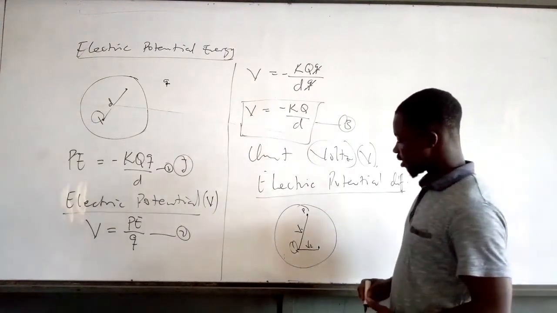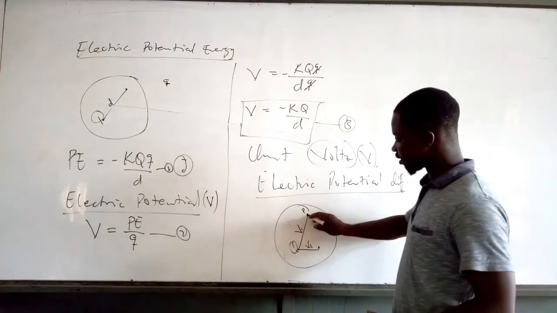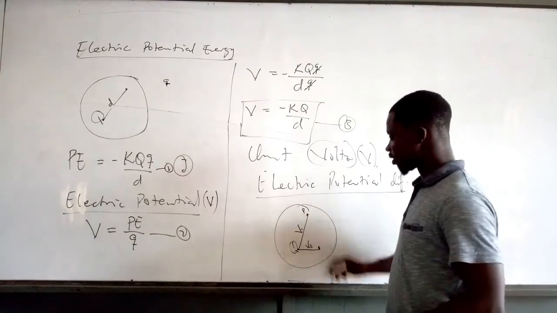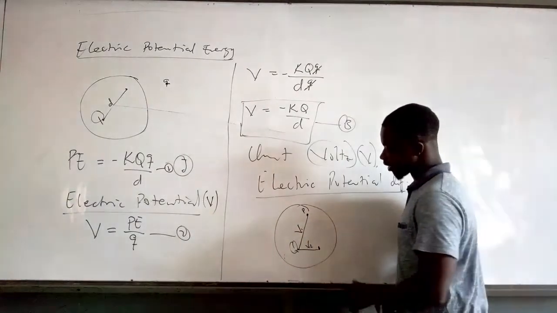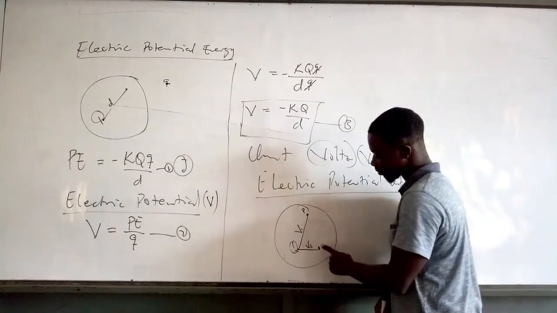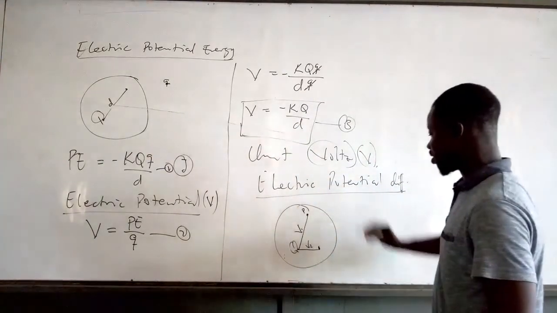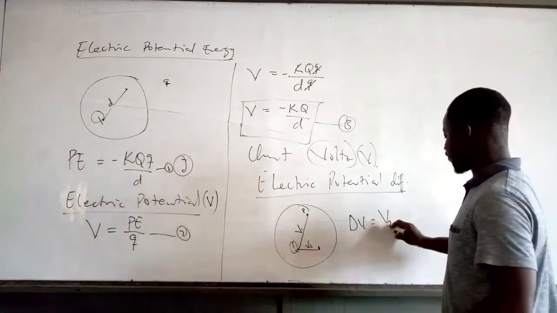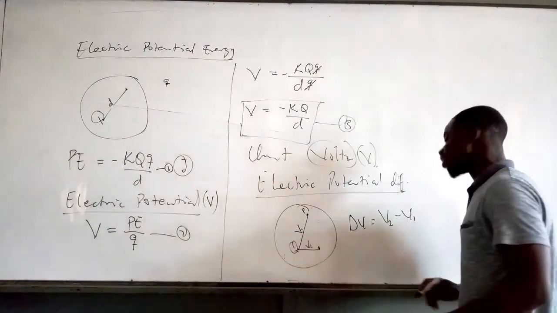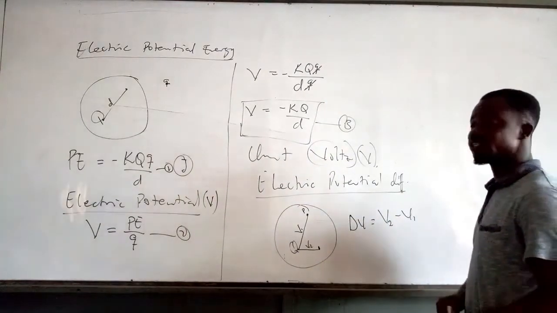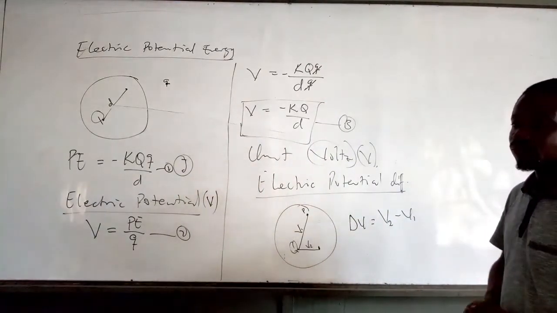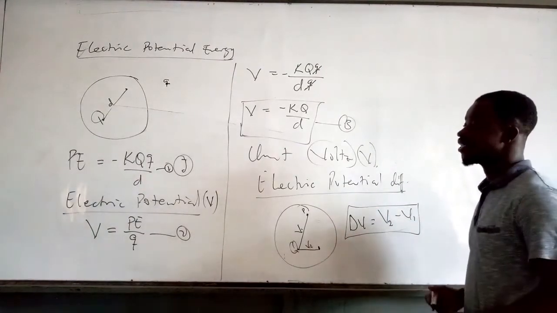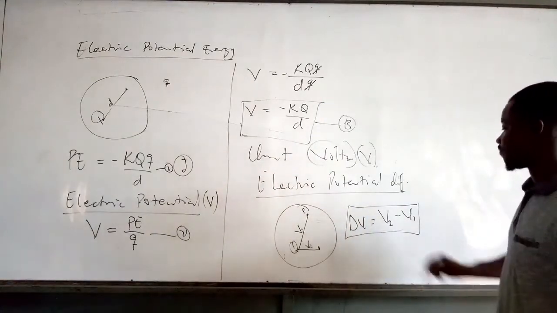You understand that? The potential at this point is V1. The potential at this point is V2. We want to move this charge from a point of low potential to a point of high potential. So the electric potential difference, delta V, is given by V2 minus V1, where V1 is of low potential and V2 is of high potential. All right? Good. This is how we find the electric potential difference.